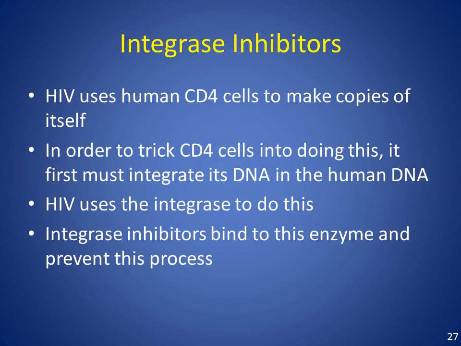The next class of medications that I want to talk about are the integrase inhibitors. Again, HIV uses the human CD4 cell to make more copies of itself. In order to trick the CD4 cell into making these copies, it turns its RNA into DNA using the reverse transcriptase like we talked about, and then uses integrase to stick this DNA into the human DNA. Once the integrase has done this, the CD4 cell then makes more copies of the HIV DNA. Integrase inhibitors are medications that bind to this integrase enzyme and prevent it from inserting the viral DNA into the human DNA.